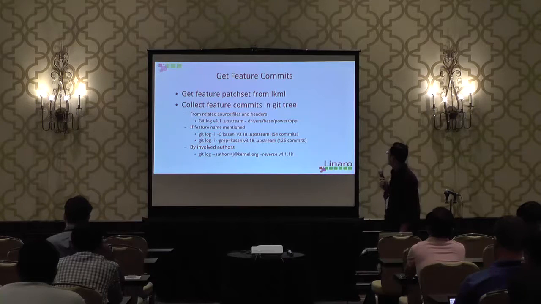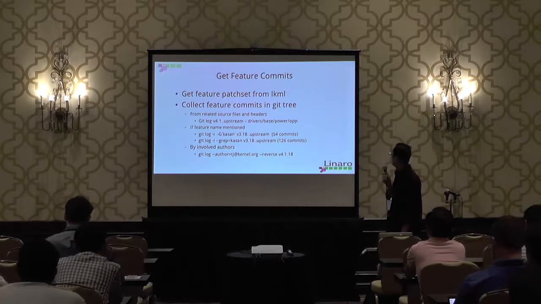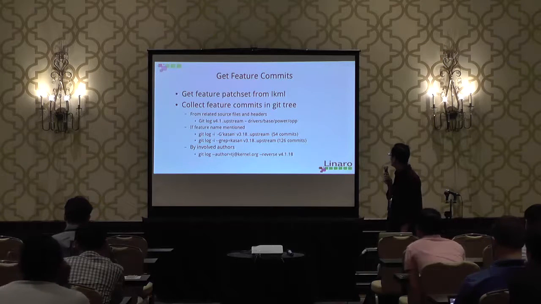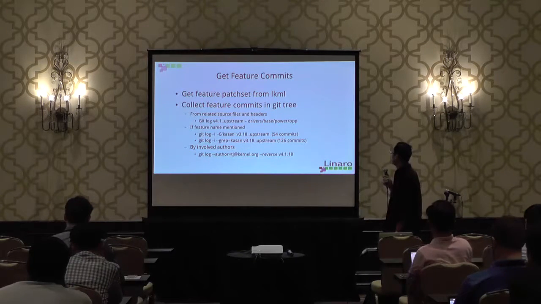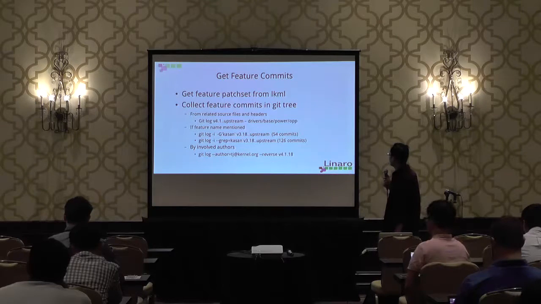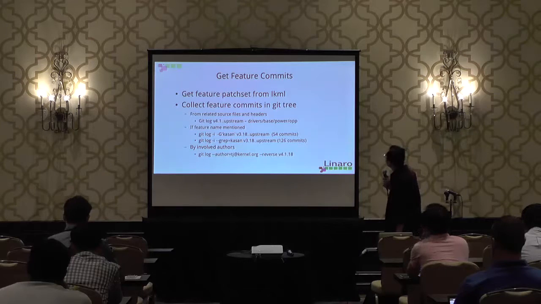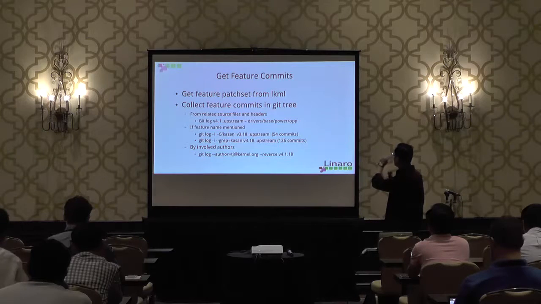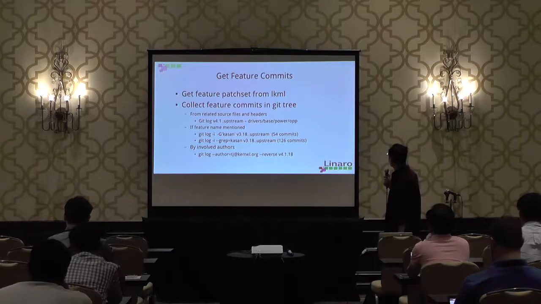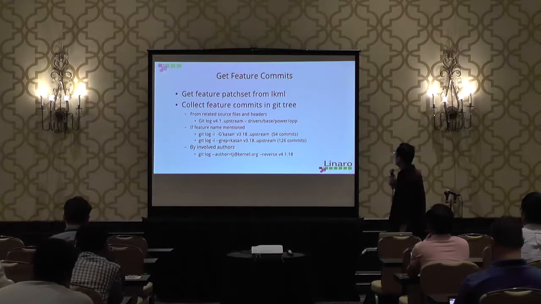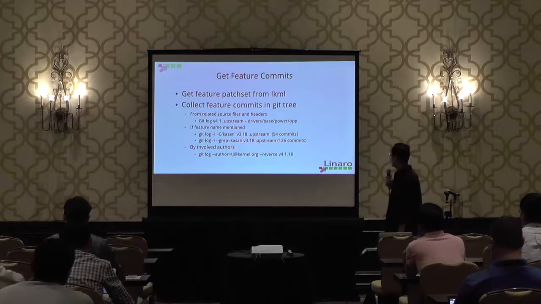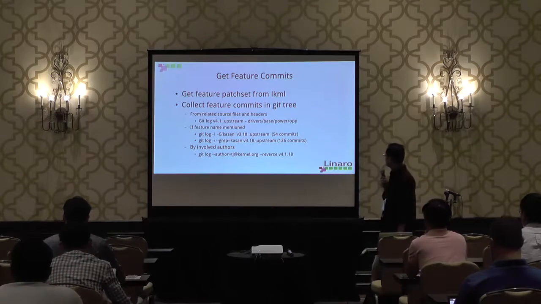The first one is you can choose from the related kernel source files and headers. Here the example is git log v1 dot dot upstream, and after two dashes there is the directory of the source file. So you can get all the candidate commits after this command.